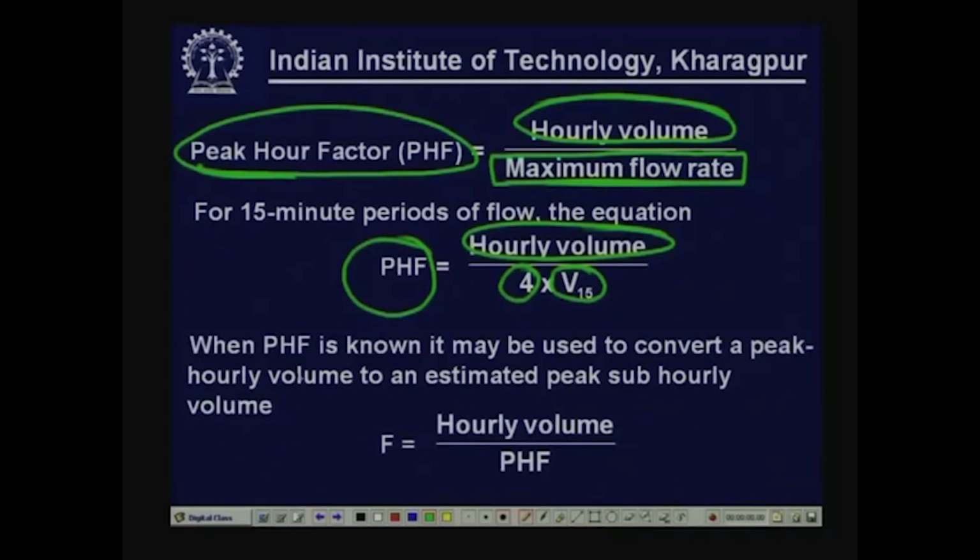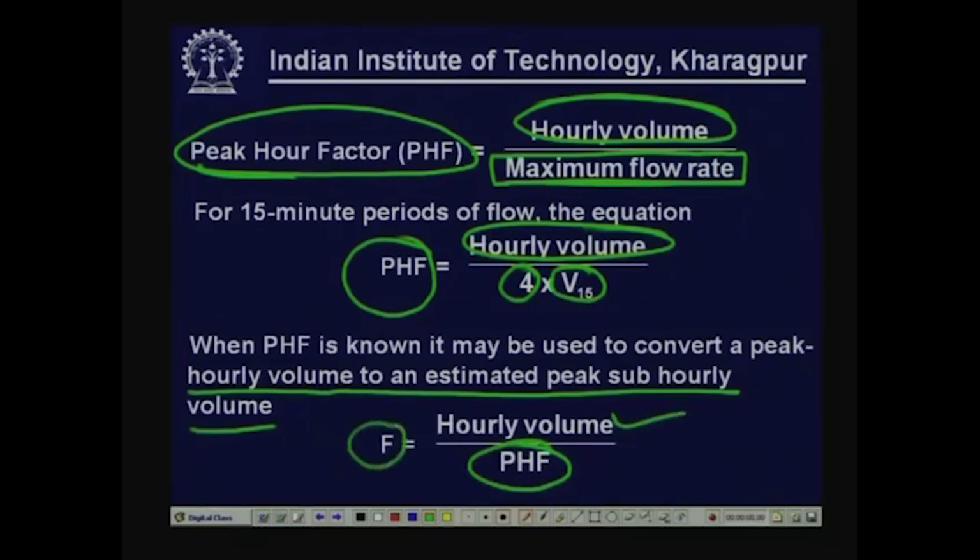When peak hour factor is known, sometimes maybe you have already studied some of the intersections and you know the peak hour factor, then that may be used to convert a peak hour volume to an estimated peak sub-hourly volume. It is just the reverse. So, in that case peak hour factor is known, hourly volume is known. So, you calculate maximum flow rate, it is nothing but hourly volume divided by the peak hour factor. So, that way one can calculate the peak sub-hourly volume.